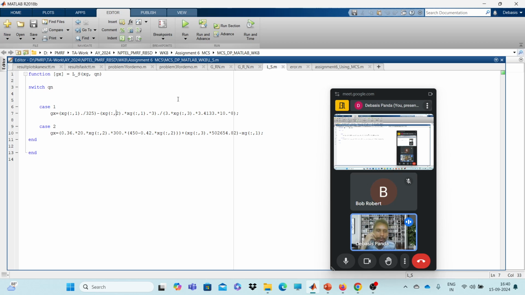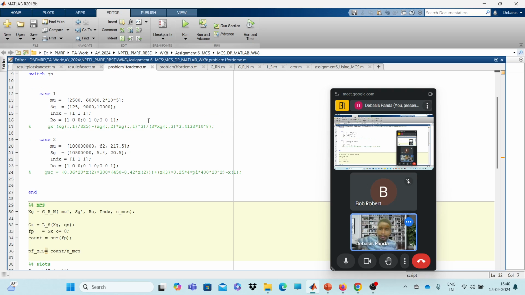Then xg all comma 3 will collect the third random variable, and it will check one by one up to 10 to the power 6 or 10 to the power 7 number of simulations. Here it will call the limit state function, replace the simulated value, and check. After checking, it will count how many times my gx is less than or equal to 0, and that is stored as fe. Once all this is done, I am counting how many times my limit state function failed.